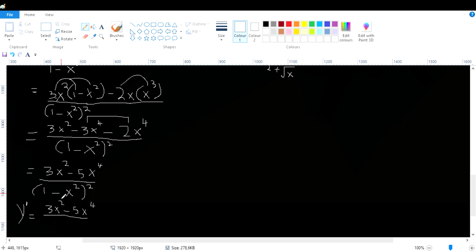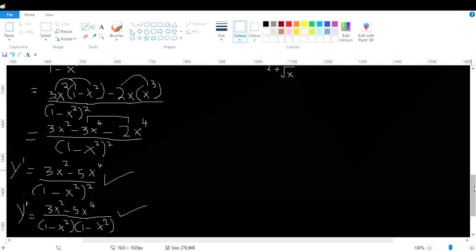For this one, you can just simplify or leave it as it is. Just write here as (1 minus x squared), then minus x to the power 2, then close the bracket. This one is a division sign, so this one is the final answer. This side is the derivative. Otherwise, you can just leave it here. There's no problem.